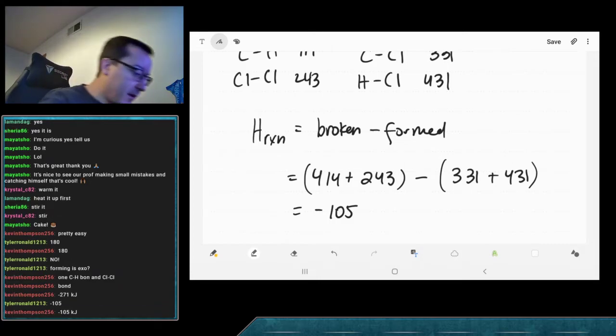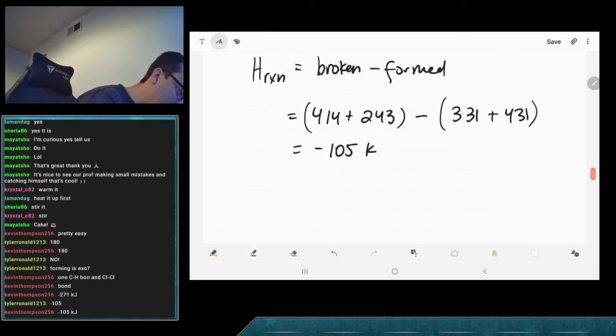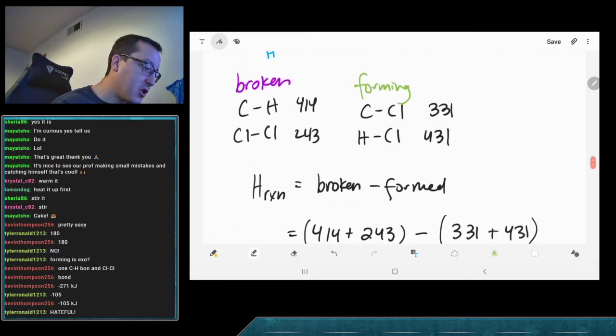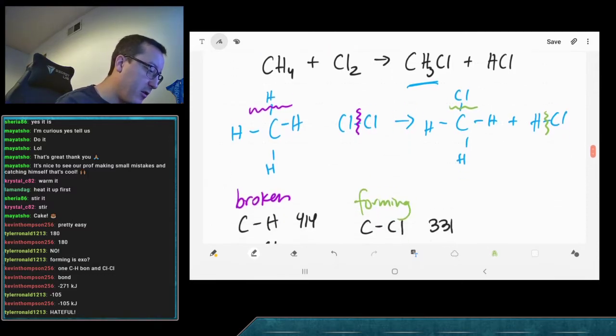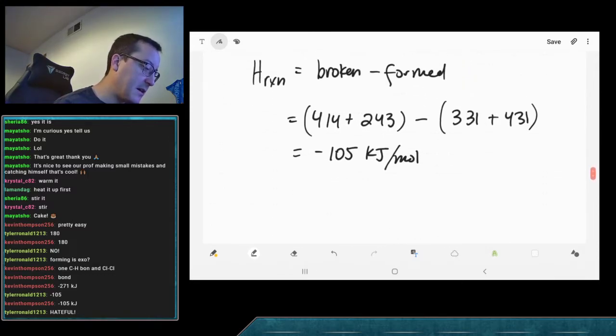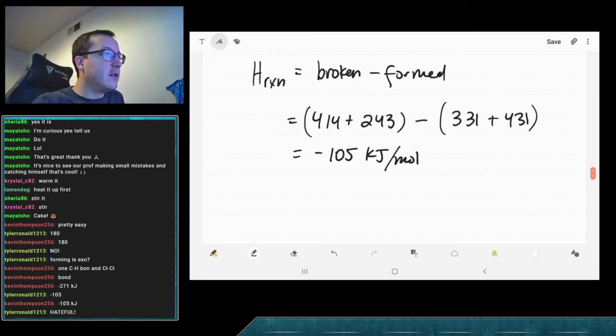Okay, Kevin got it this time. Okay, cool. Yeah, so for this overall reaction, this one forming the chloromethane, that would be our delta H for that reaction. But this is not too bad, right? It's just using these Lewis structures to see what bonds we're breaking and what bonds we're making.